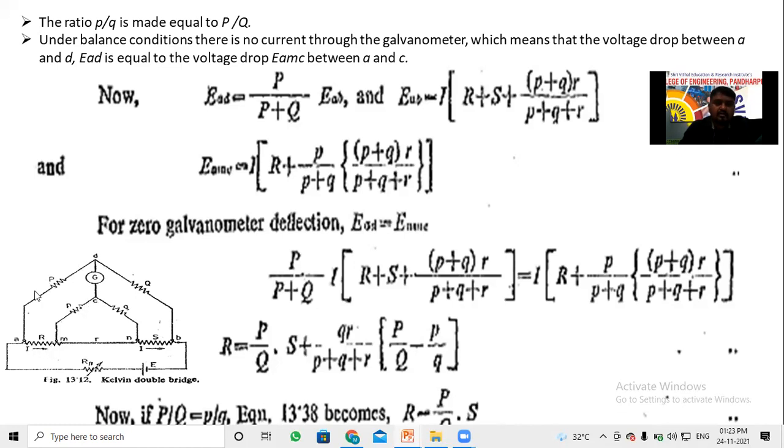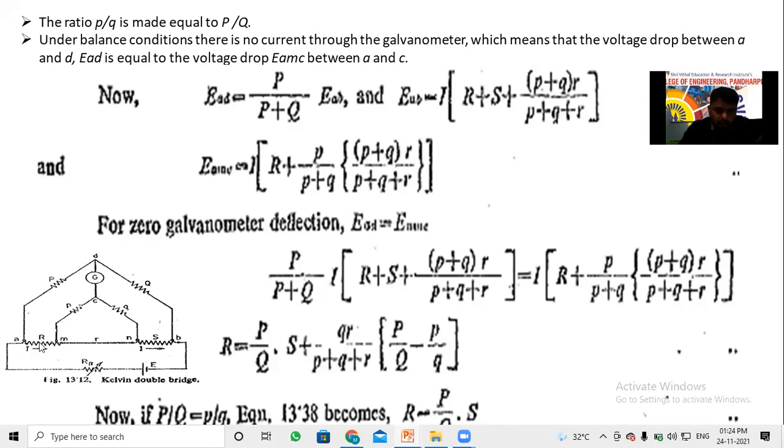EAC into P divided by P plus Q. The ratio arms we have to add here now. So EAD equal to P, whatever the resistance is there, P divided by the connected first ratio arms, P plus Q, into the EAC we have to add here. EAD equal to P divided by P plus Q into EAC. So next we have to derive EAB, sorry, not EAC, EAB we have to derive here now.